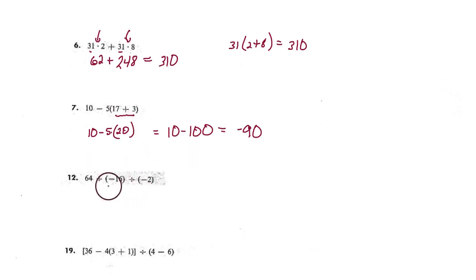Number 12, looks like we have some dividing. So 64 divided by negative 16 makes negative 4. We want to divide that by negative 2. Negative divided by negative makes positive, and 4 divided by 2 makes 2. So our answer is 2.